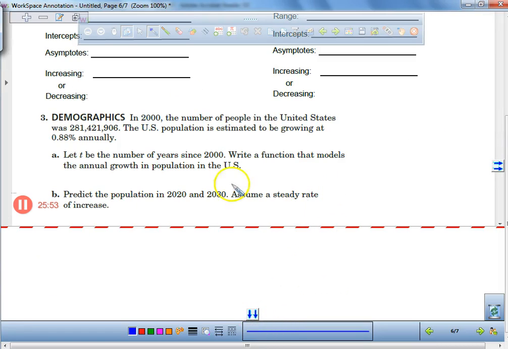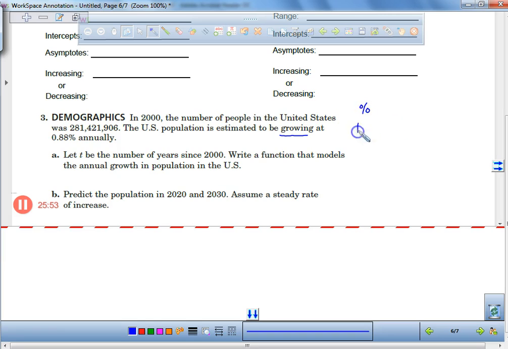It says, in 2000, the number of people in the United States was 281,421,906. The U.S. population is estimated not to be decreasing, but growing at 0.88% annually. Let t represent the number of years since 2000. Write a function that models the annual growth in the population in the U.S. So listen up. Here's what I need you guys to understand about percentages. In your journal, write these things down, okay?